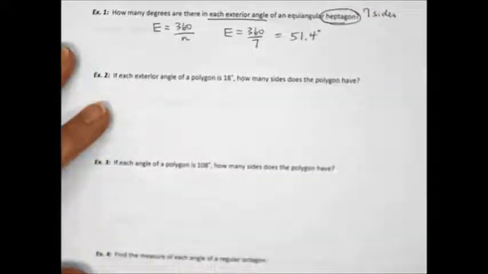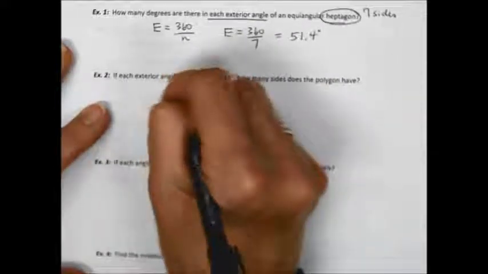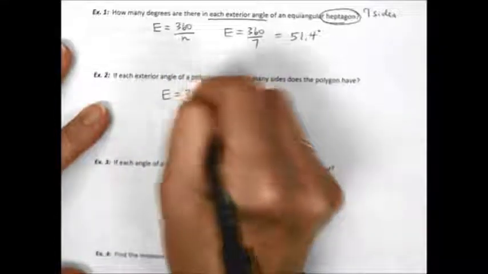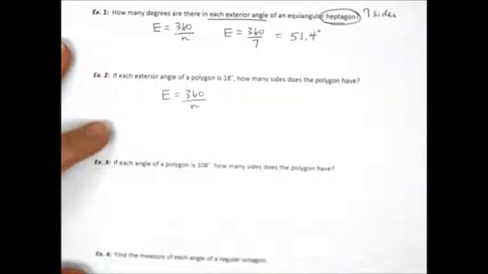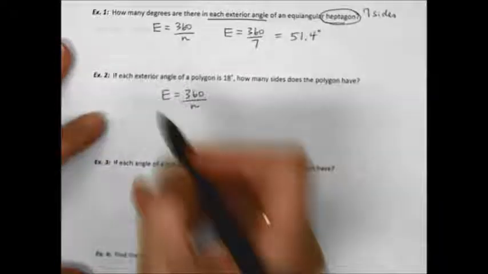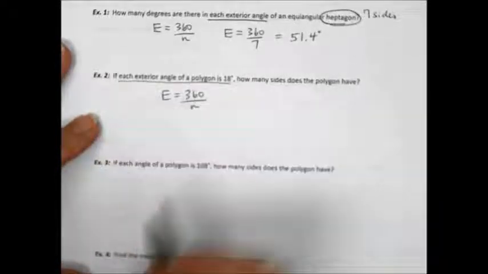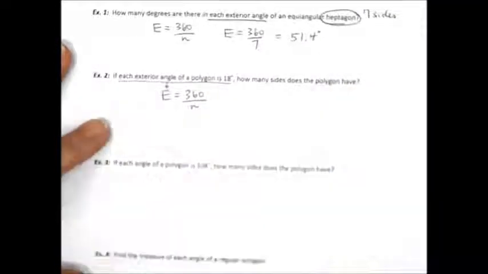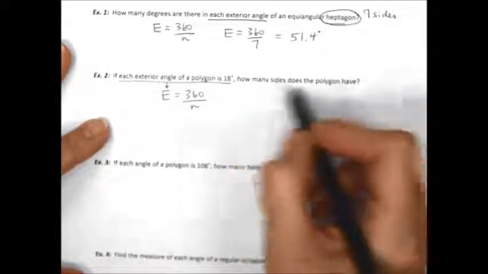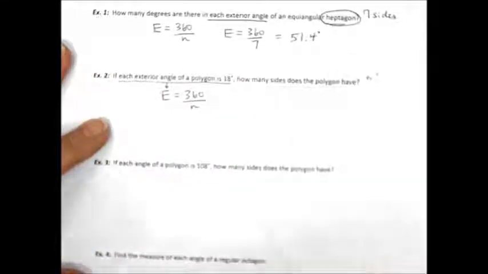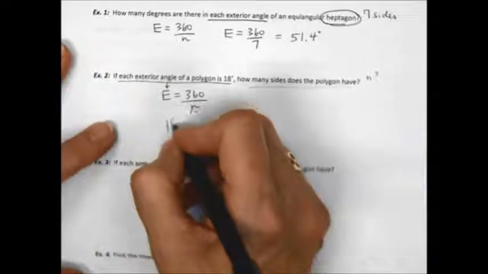Here we're going to use it in the opposite direction. It says if each exterior angle is 18. So now I'm still on this formula, but much like the other day when we had some formulas and we used them both directions, they're giving you each exterior angle. So they're giving you this E right here, and they're looking for how many sides, so they're looking for N. So I plug the 18 in here.